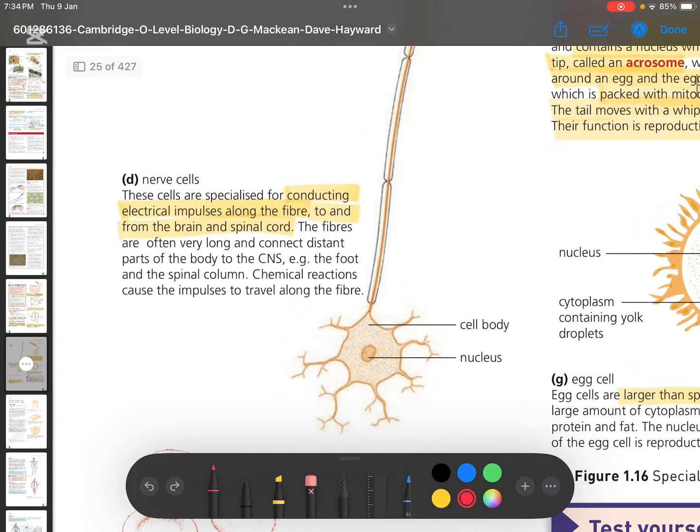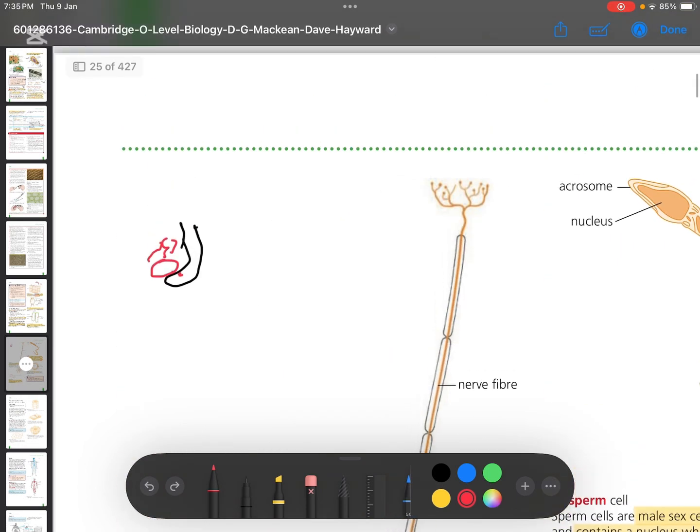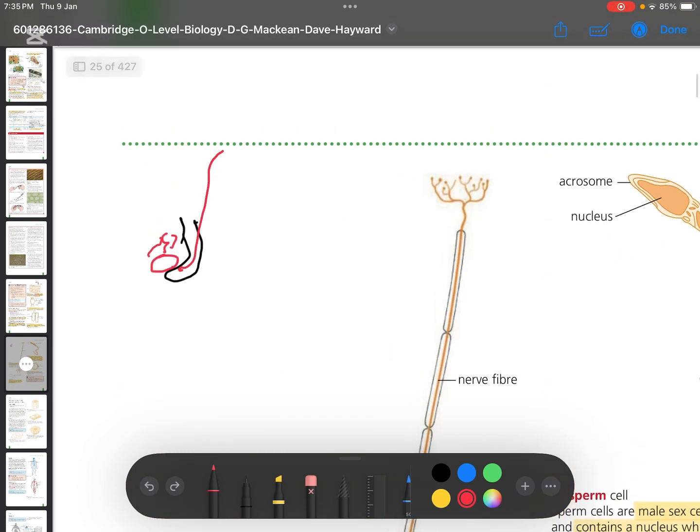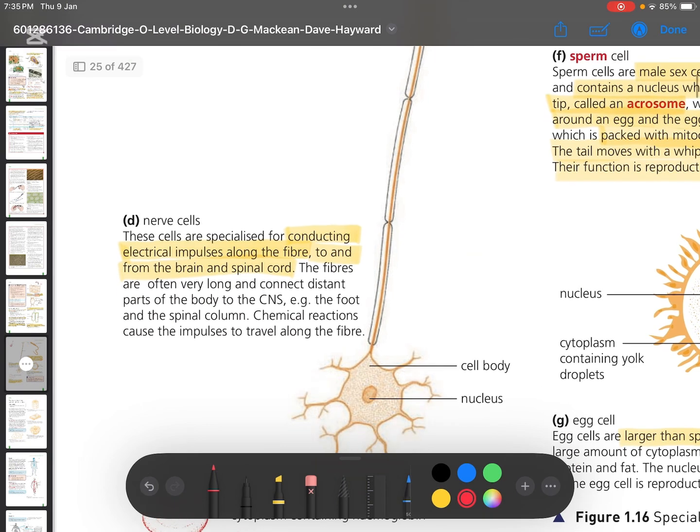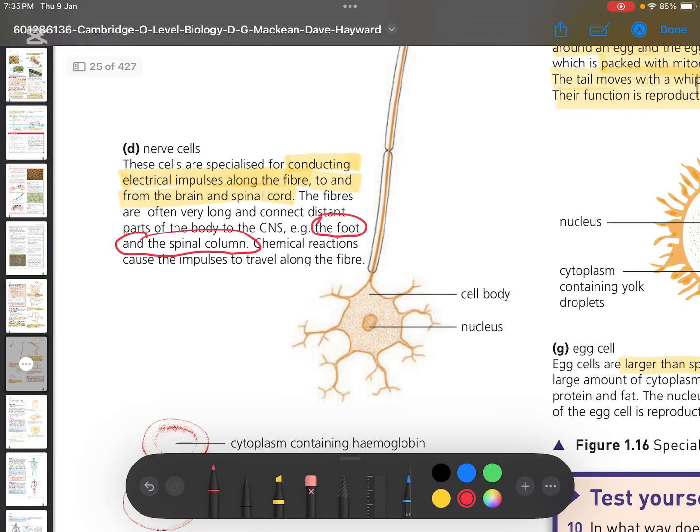And the fibers are often very long. They connect distant parts of the body to the CNS, as I said. For example, the foot to the CNS, which is the brain and the spinal cord. Here they show the foot and the spinal cord.